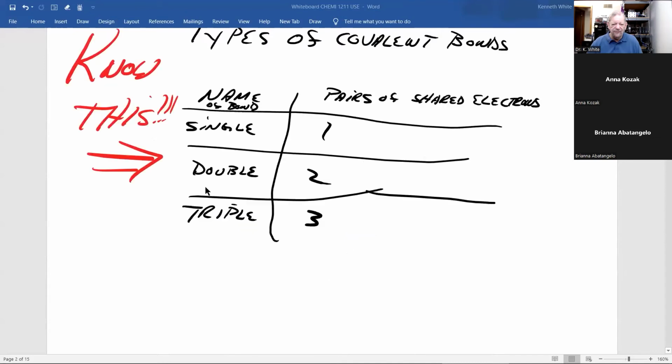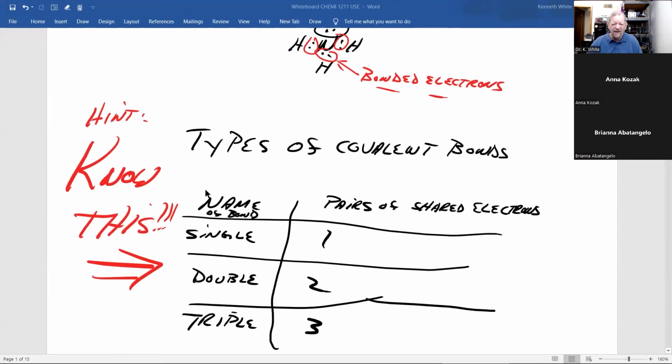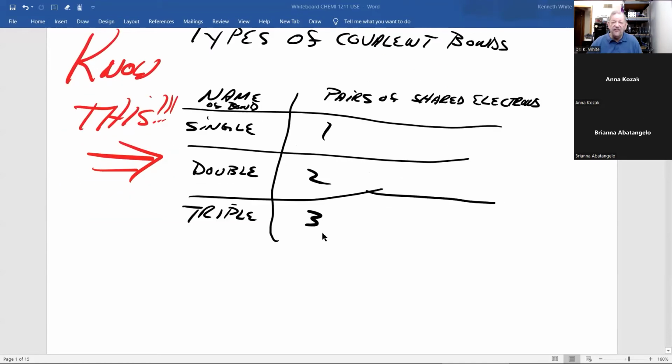So let's review real quick once again. You should know what the types of covalent bonds are and how many pairs of electrons there are. A single bond has 1 pair of electrons, a double bond 2 pairs, and a triple bond 3 pairs. And remember, a pair means 2. So a single bond has 2 electrons, a double bond 4, a triple bond 6. 1 times 2 is 2, 2 times 2 is 4, 3 times 2 is 6.